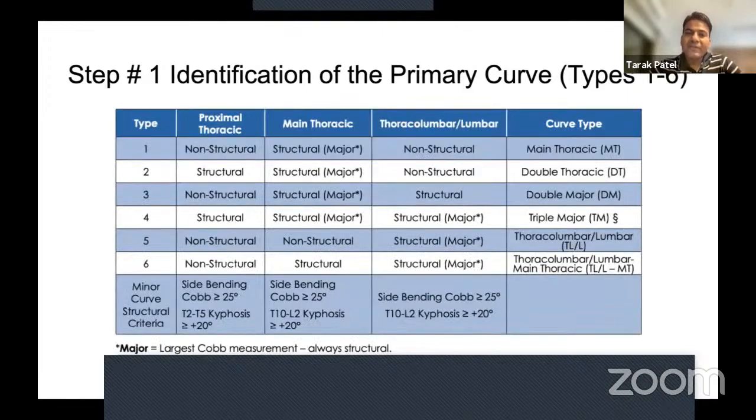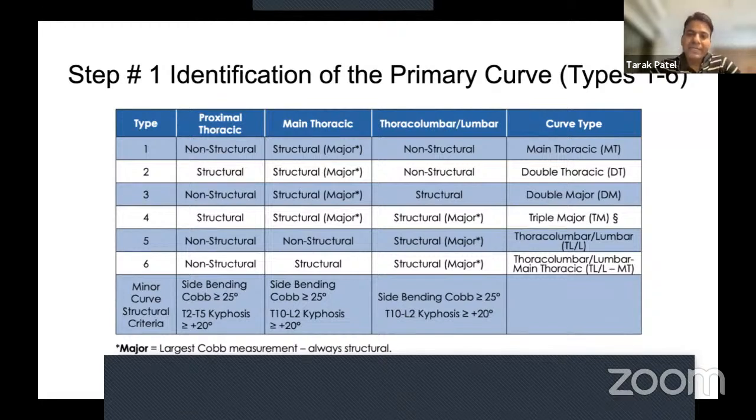And we all know that in the first type, there is only one structural curve, the other 2 are non-structural, and that is main thoracic. In type 2, both thoracic curves are structural, but the major one is the main thoracic curve, and that's considered a double thoracic, type 2. Type 3 again has 2 major curves, one is the main thoracic and the other is the thoracolumbar lumbar, and the proximal thoracic is non-structural. So it is called a double major, or type 3. Type 4 is a triple major where all 3 are structural.